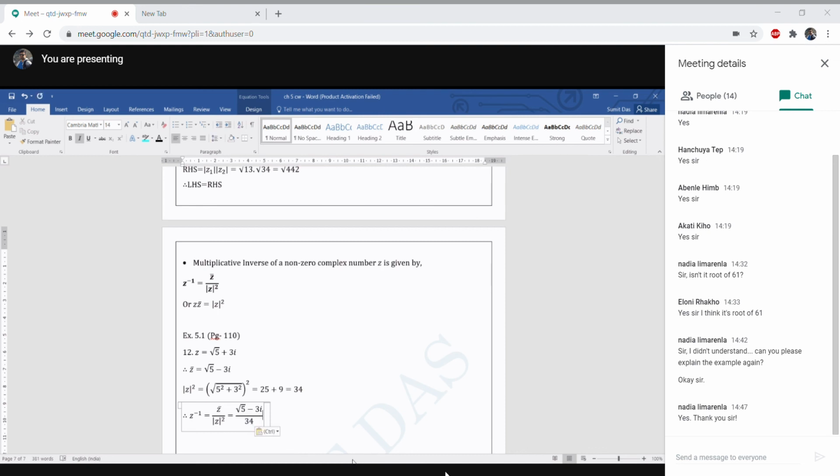Okay, so now you can split the number like this: denominator 34, numerator 5 minus 3i. So it will be 5 by 34 minus 3 by 34 i. Is it clear? Very easy. To be honest, this is a very easy part.